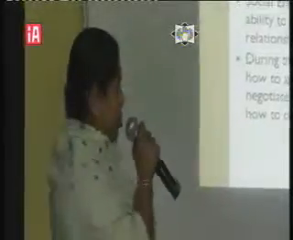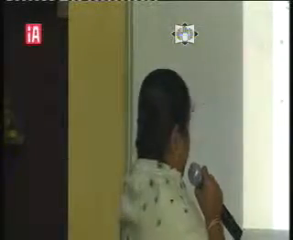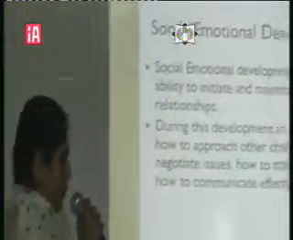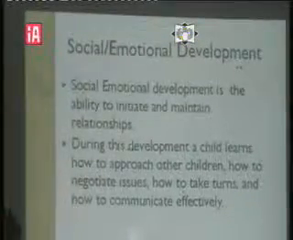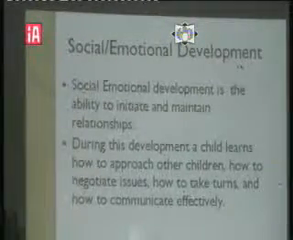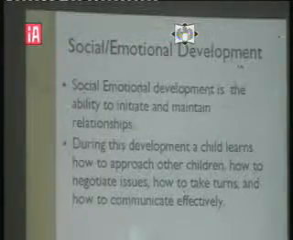So what do you mean by social and emotional development? It is the ability to initiate and maintain relationships. How would you initiate a relationship? Whether you go say hi, whether the child says hi, how do you maintain that relationship? During this development, a child learns how to approach other children, how to negotiate issues, how to take turns, and how to communicate effectively. These are the main characteristics a child learns in social emotional development.